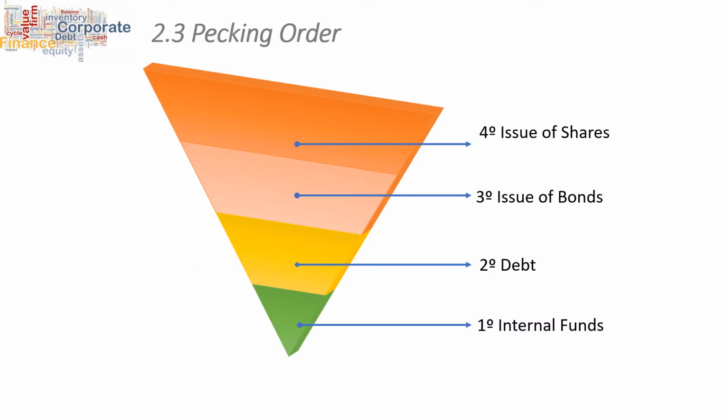The pecking order theory tells us that first, companies choose internal funds to finance the investments. In second place, they choose debt. In third place, they choose issues of bonds. And in fourth place, they choose issues of shares.